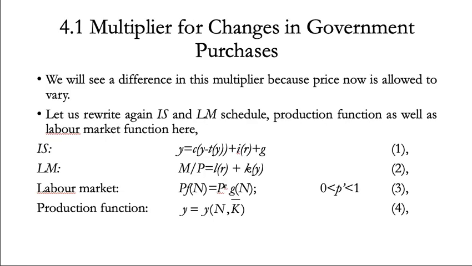Next, we want to look at multiplier for changes in government purchases. In this new multiplier, we will see a difference. Why? Because in this multiplier, price now is allowed to vary. So let's recall back, we have IS and LM in expression 1 and 2. We also have nominal labor market in expression 3, such that P prime or the relationship between expected price and also actual price must be between 0 and 1. Lastly, we have production function given by expression 4.